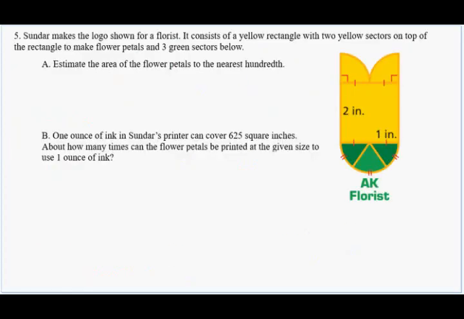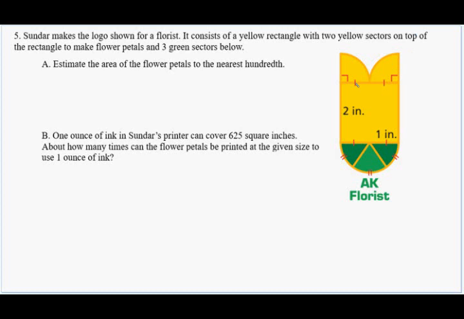Okay, what do we got here? Sundar makes a logo shown for a florist. It consists of the yellow rectangle, 2 yellow sectors on top of the rectangle to make flower petals, and 3 green sectors below. Estimate the area of the flower petals to the nearest hundredth. 1 ounce of ink can cover that many square inches.